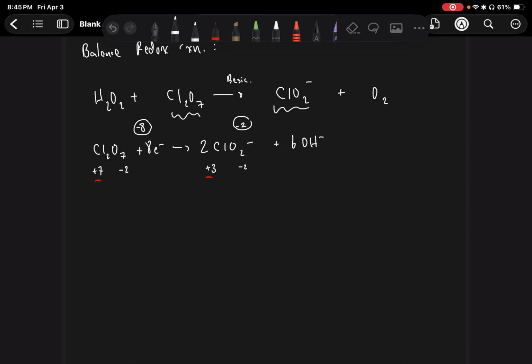Now we need to add H2O to balance the hydrogen, so we're gonna add... sorry, my phone is buzzing. We have 6 H here, so we need 3 H2O.